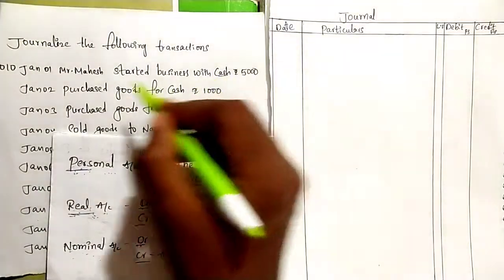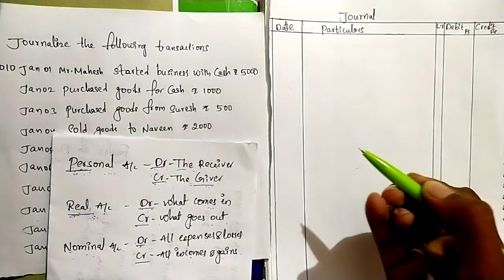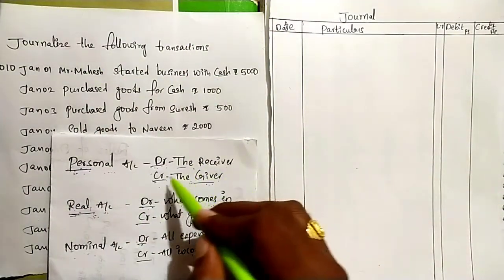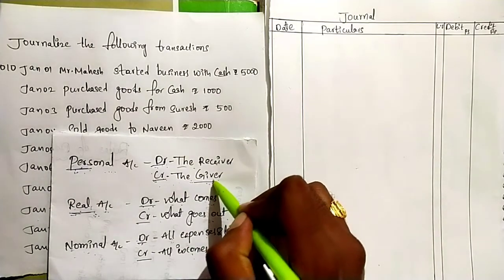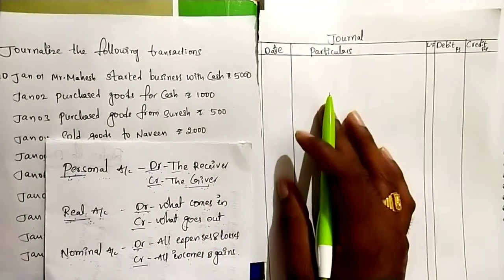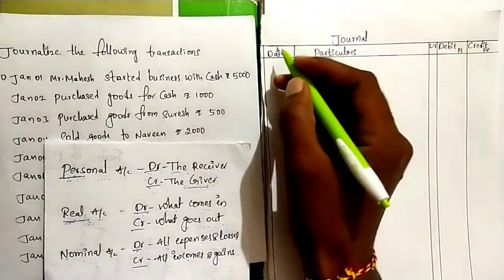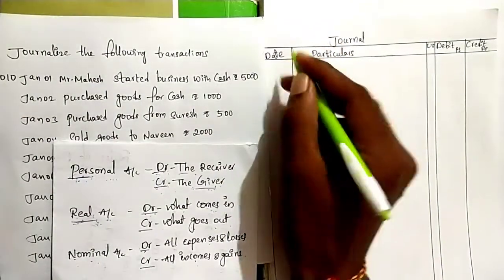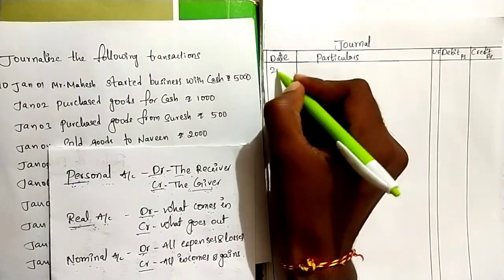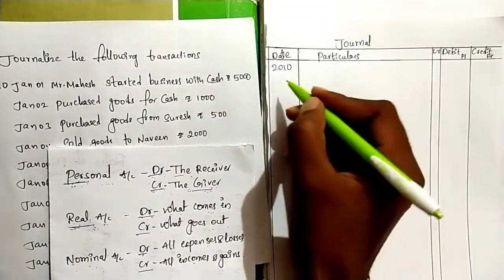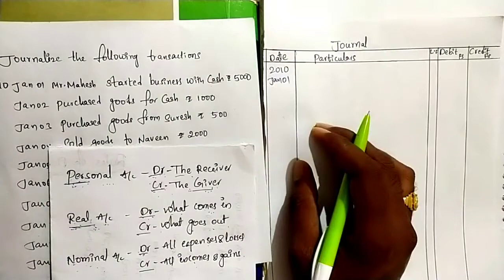Who is giving this cash? Mr. Mahesh. So Mahesh is the giver. See this personal account rule: debit the receiver, credit the giver. Mahesh is the giver, so Mahesh account is to be credited. In the journal, first we have to write the date. In the date column we write first the year, which is given as 2010. Next the month, January 1st.